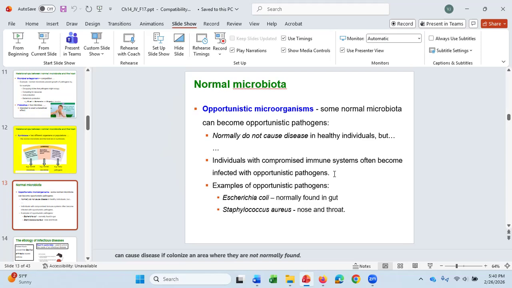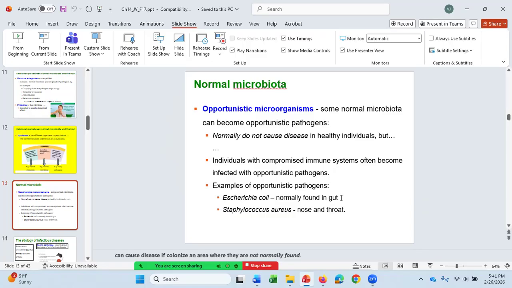An example of an opportunistic pathogen is E. coli. It's normally found in the gut, but if it's found elsewhere, like in the inner ear or in the lungs, it is an opportunistic pathogen that should not be growing there, and it will cause disease when it grows outside the gut.